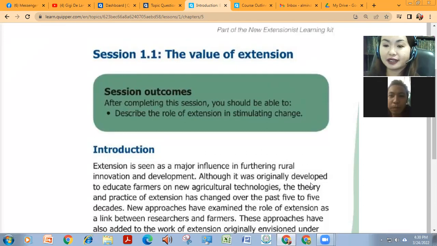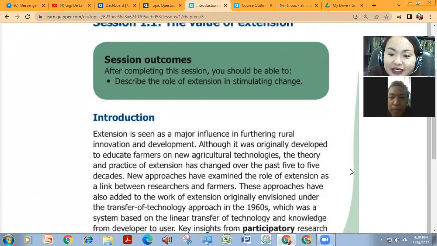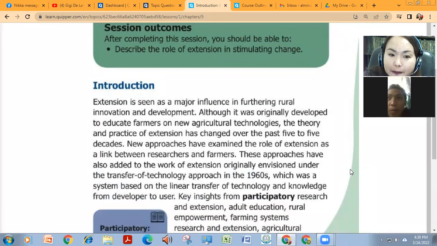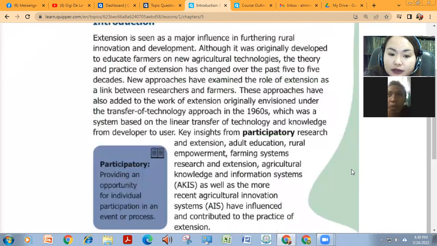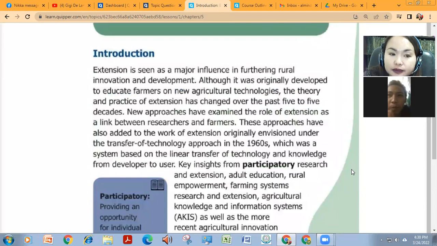Mga 20 ka hektarya. Pila ka hektarya ng yuta dara? Ay, ma'am, ang yuta sa Davao Oriental. Pero ginamanage gihapon to sa akong papa, ma'am. Yes, ma'am.